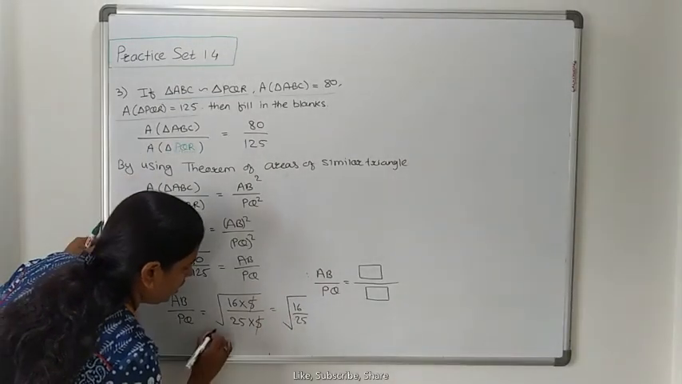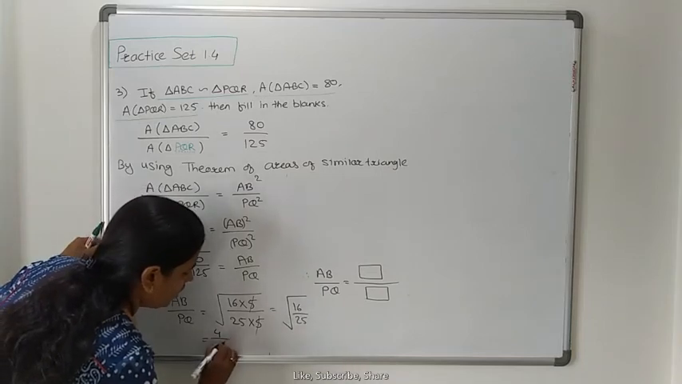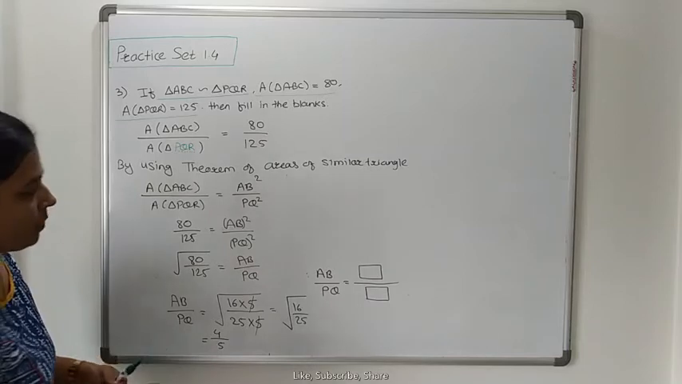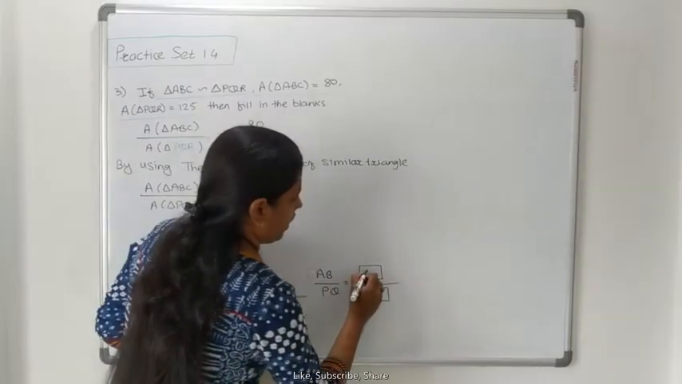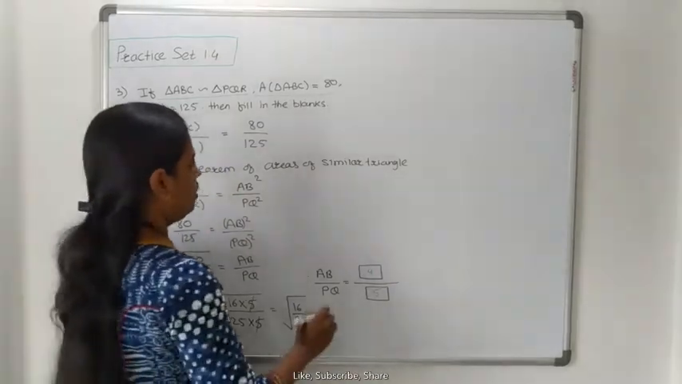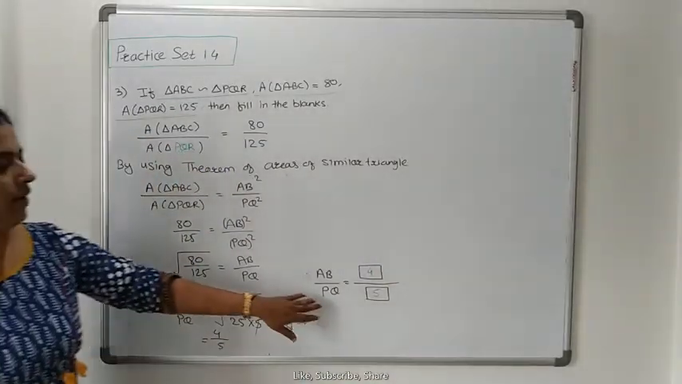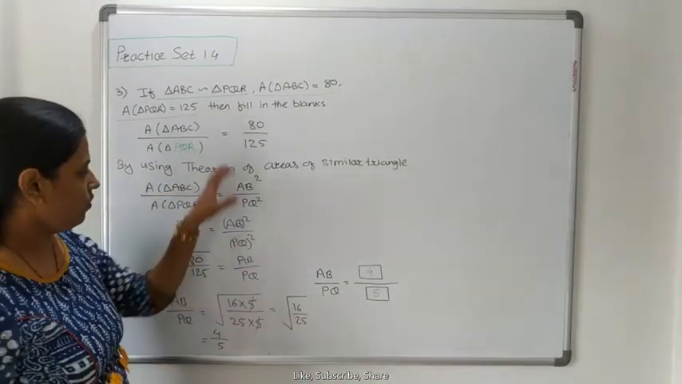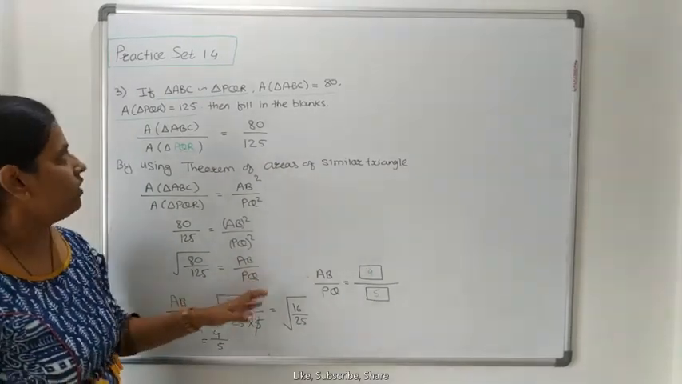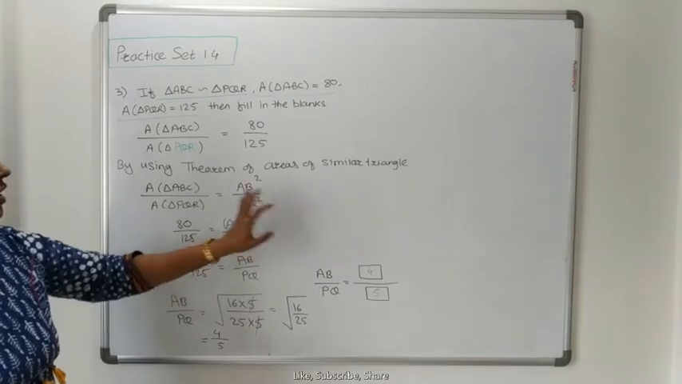Square root of 16 is 4. Square root of 25 is 5. So what do we get here? That is AB upon PQ is equal to 4 upon 5. So we write down here 4 upon 5. So this is your answer. But we cannot find AB upon PQ directly, so we have to do these steps. Clear? I hope you understand this one. So now we go forward to the next question.